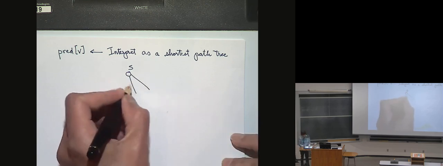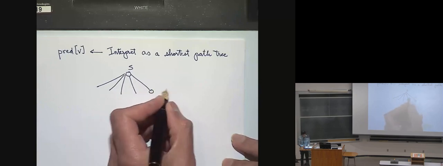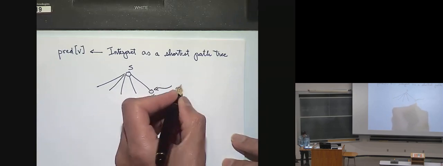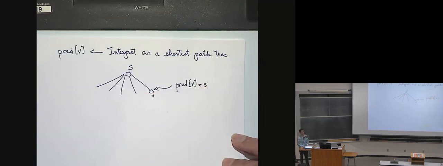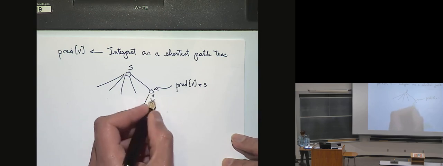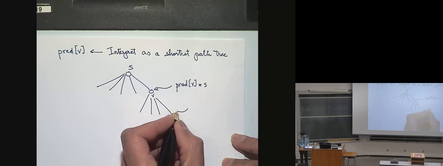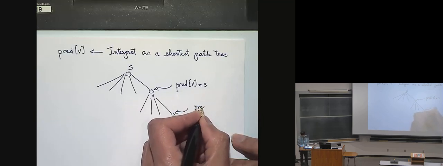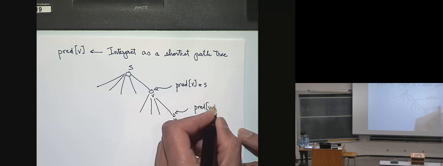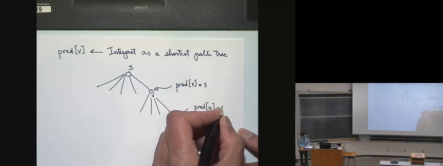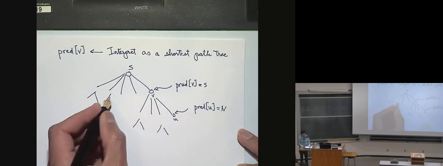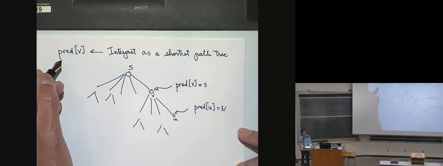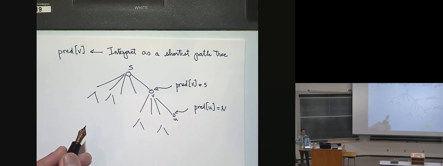So you've got a bunch of vertices here, and for each of these, predecessor of V is equal to S. And then you've got a bunch of vertices, which I'll call U over here, so that the predecessor of U is equal to V. So on and so forth. So even though you're storing this just as an array, the way to think about it is as if it's a tree. Does that make sense?